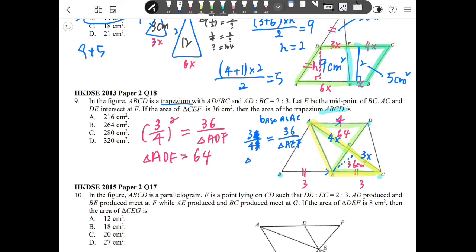And triangle AEF will be actually 48. Then this one will be 48. And then from previously, we say these two triangles will be the same. And then this one will be 48 as well.